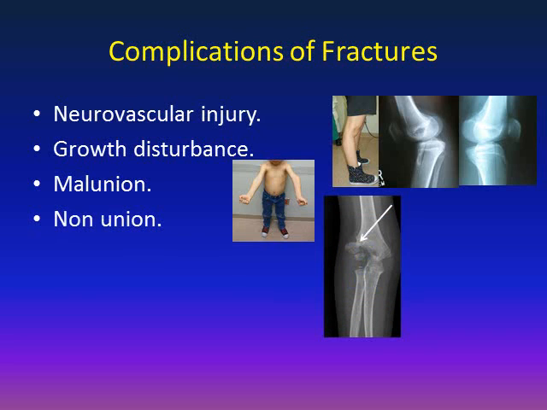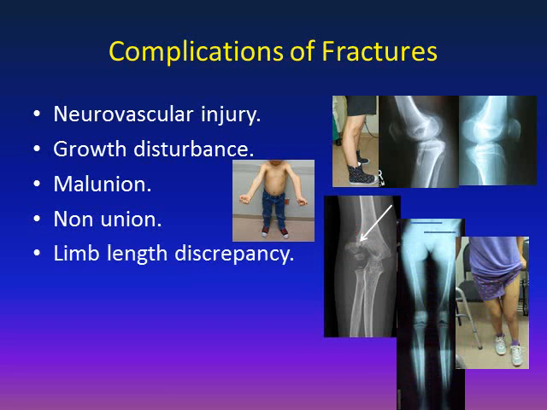Non-union is another complication that can happen in pediatric fractures. Of course, it's not as common as in adults, but it can still happen. One of the common fractures that can end with non-union is the lateral condyle fracture. This is an X-ray picture of a child presenting a few years after a lateral condyle fracture. You can see here the lateral condyle with the capitellum with complete resorption of this part of the distal humerus, indicating that this is a non-union process.